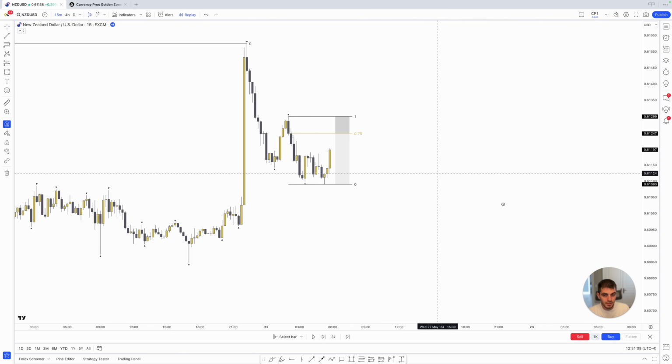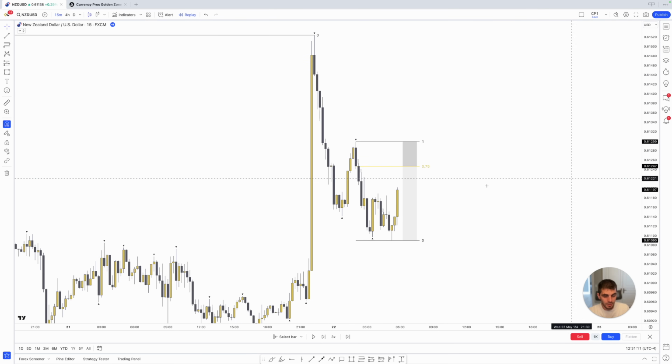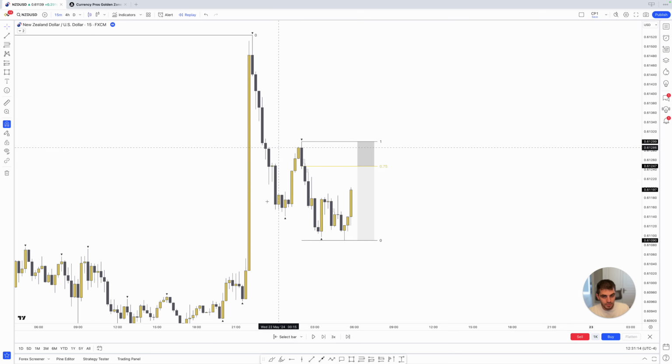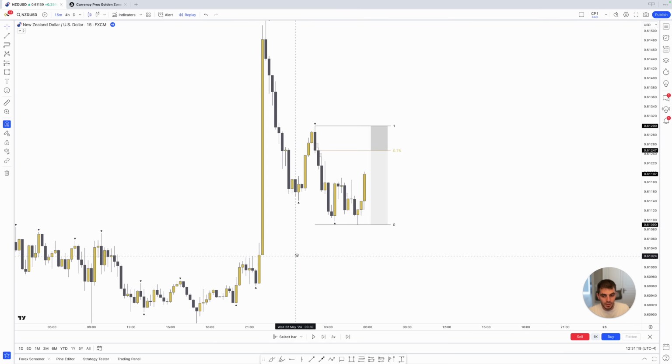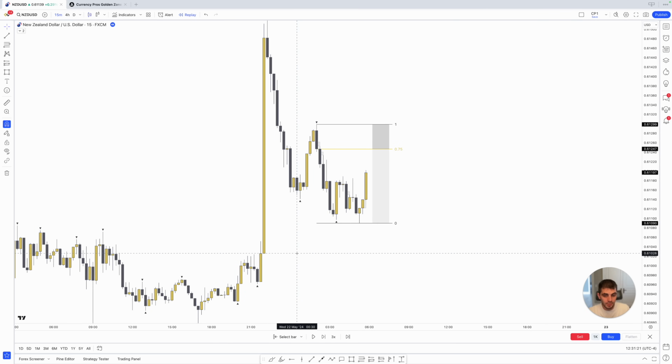So this is the setup that presented itself on the 15-minute time frame. It's pretty straightforward in terms of the setup itself. Of course, everything you see to the left here is a bit distracting, but again, you need to focus on the bigger picture.